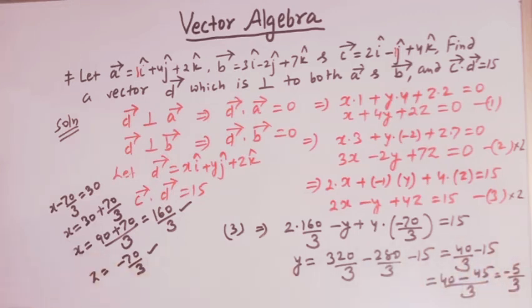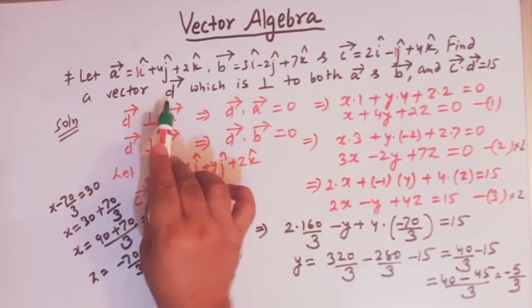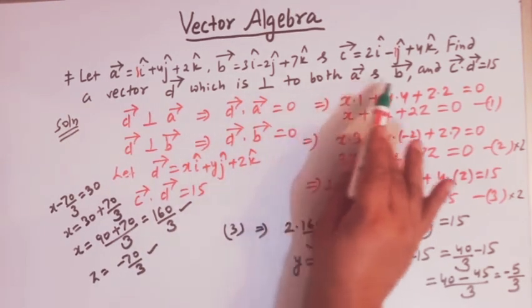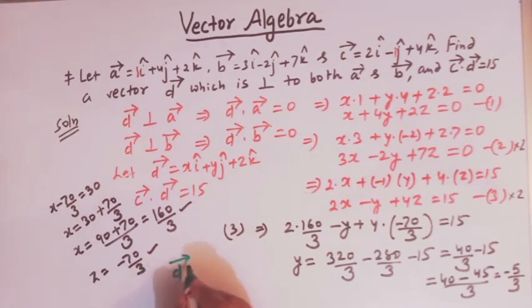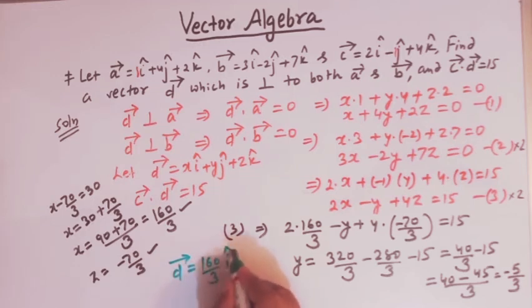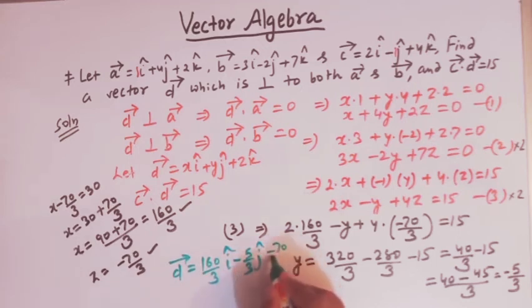So therefore we have obtained the values of x, y and z, and therefore our vector d which is perpendicular to both a and b, and which is given by this vector, is equal to: vector d is, the value of x is 160 by 3 i cap, the value of y is minus 5 by 3 j cap, and the value of z is minus 70 by 3 k cap, right? So this is the required vector.